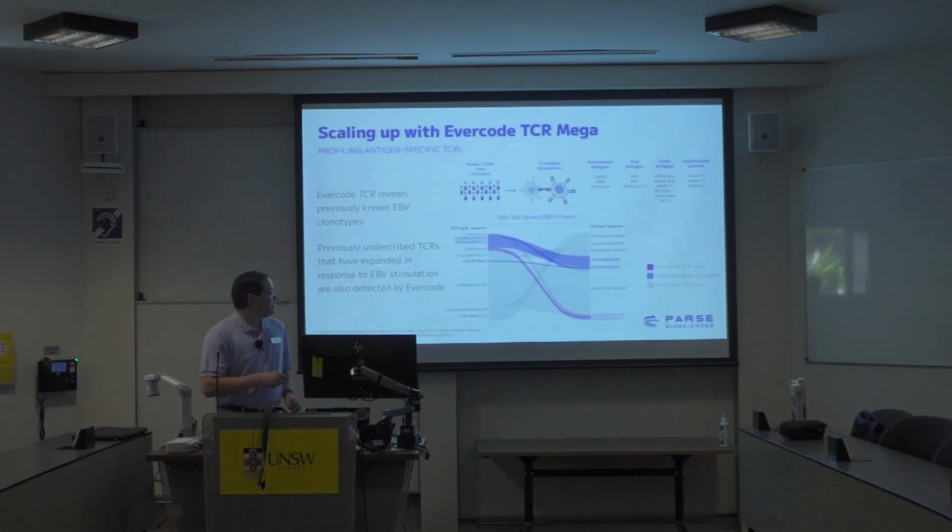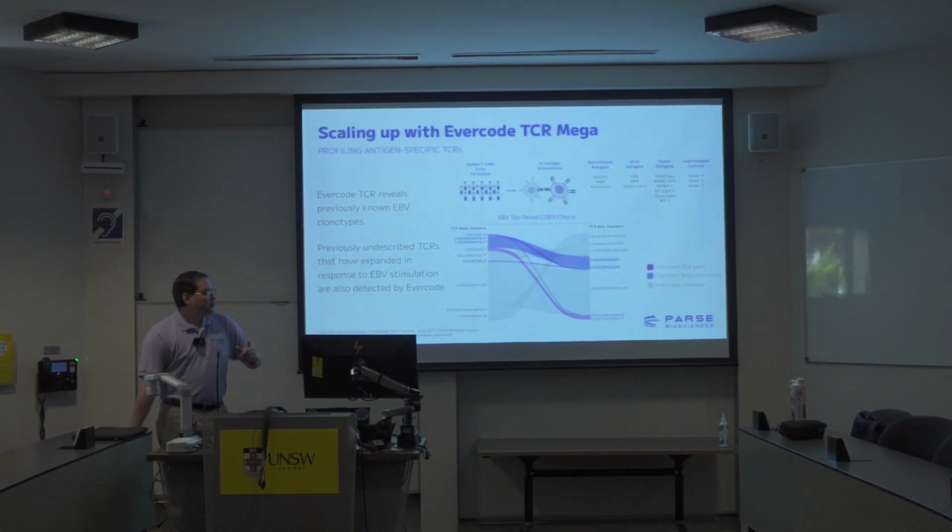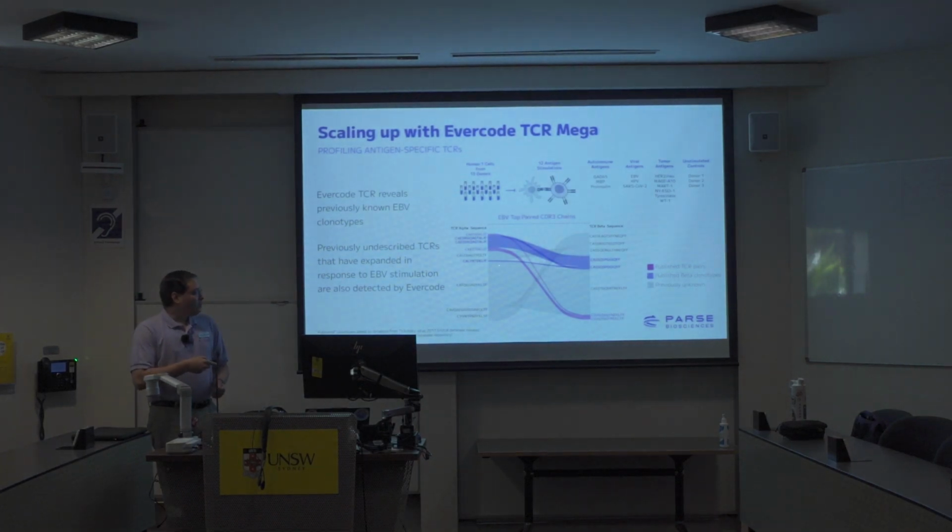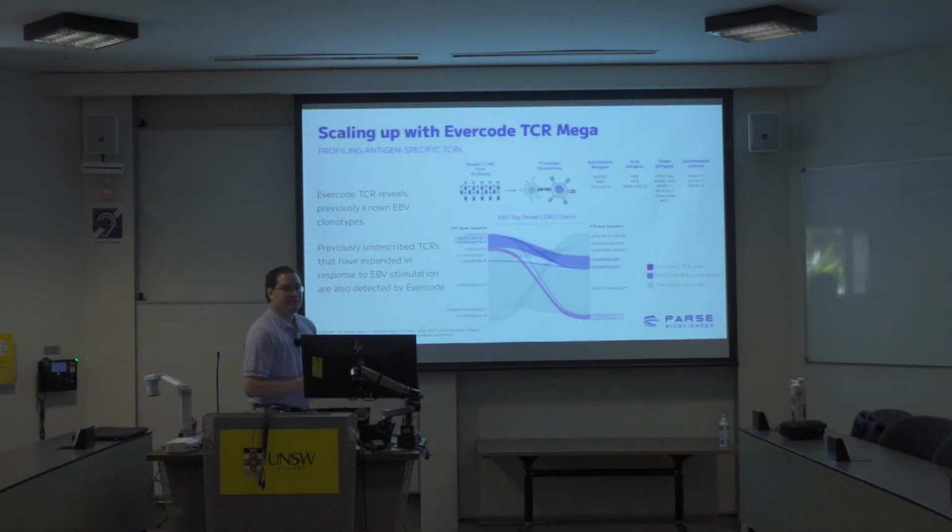This is just looking at the EBV paired chains. And by scaling up to larger and larger experiments, you're able to find known T alpha and T beta sequences, but you're also able to find a bunch of previously unknown sequences just by the sheer numbers of cells you're able to profile in one experiment.